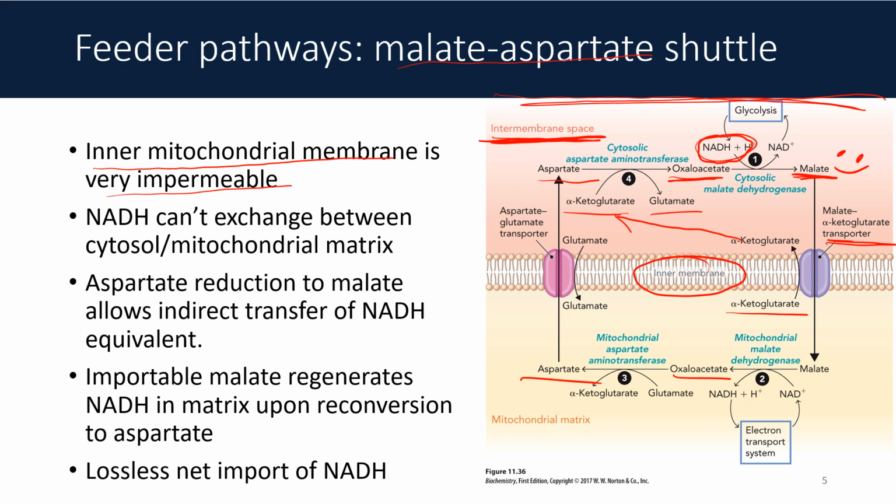So we're undoing the reactions in the intermembrane space, which means we're going to take an equivalent of NAD plus and then reduce it to NADH, which is free to then drop off its electrons to the electron transfer chain. The aspartate then, of course, can bleed back out through an aspartate glutamate transporter, and then the cycle continues.